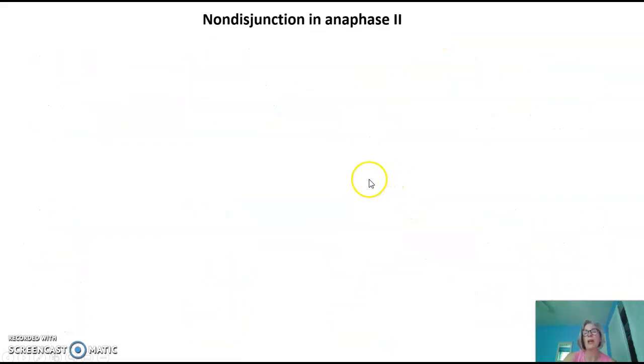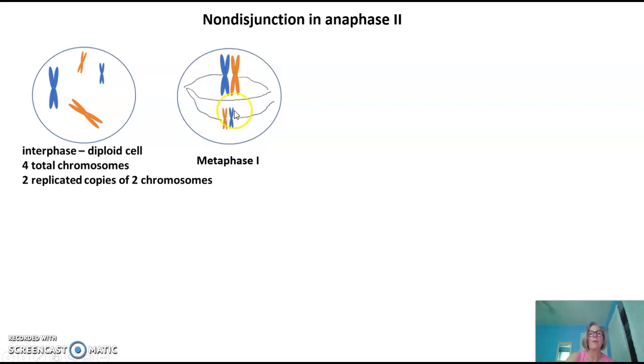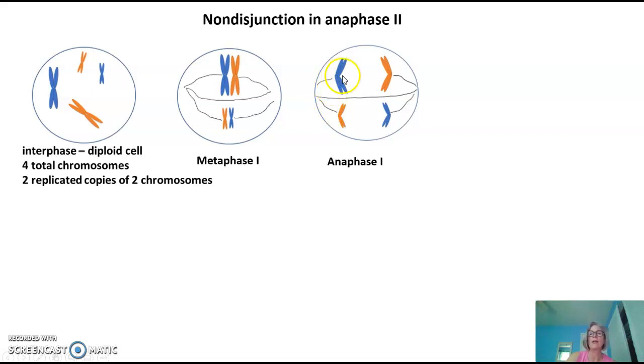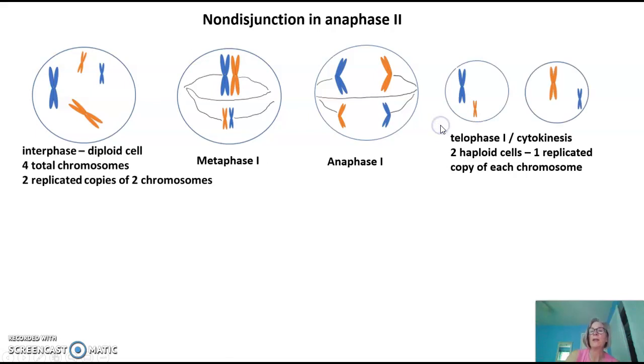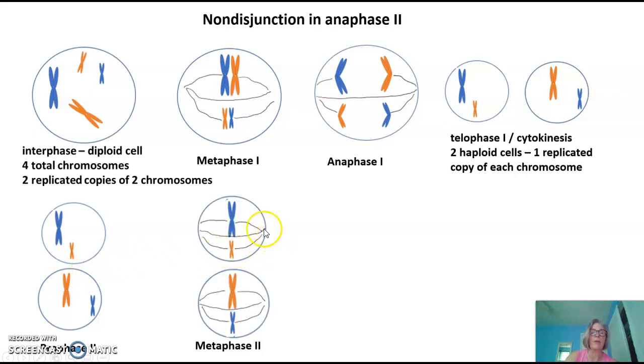What about if non-disjunction happens in anaphase 2? Well, let's start again with our same interphase cell, a diploid cell with 4 total chromosomes, 2 replicated copies of 2 chromosomes. At metaphase 1, my homologous pairs or tetrads will line up on the metaphase plate. At anaphase 1, the homologous pairs separate correctly. And at telophase 1 and cytokinesis, I have 2 haploid cells, 1 replicated copy of each chromosome in each of the cells.